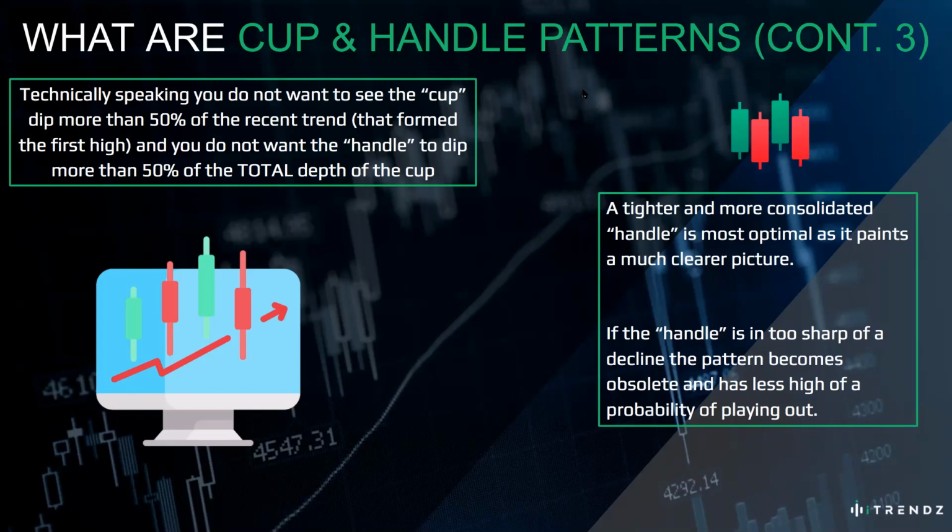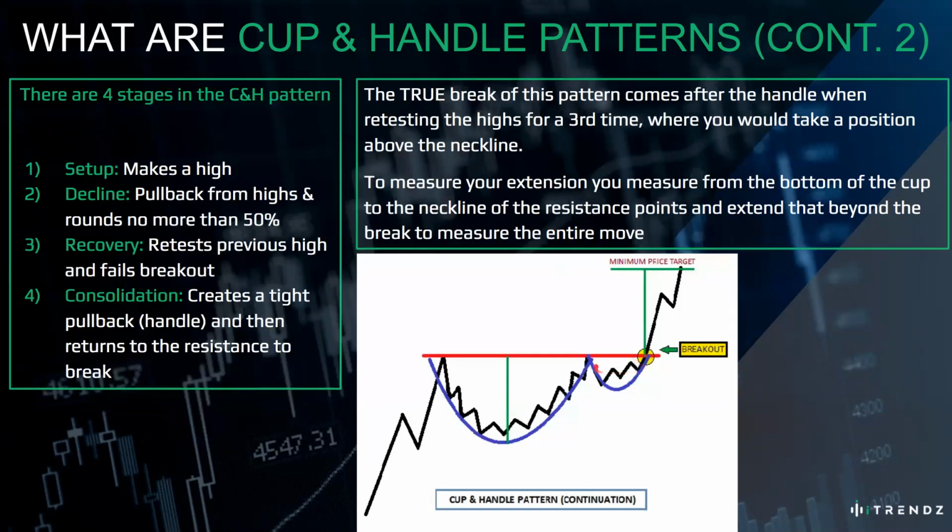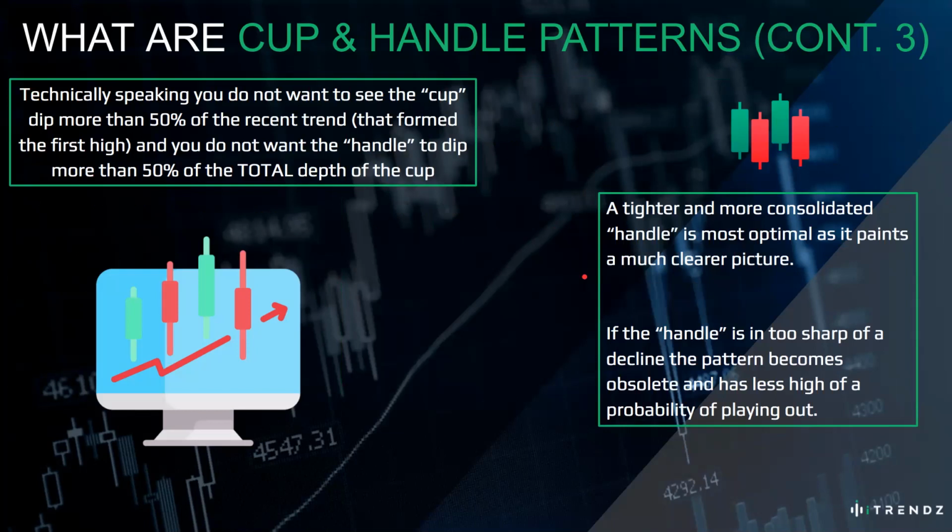Another tip is that you don't want the handle to dip more than 50% of the total cup. So if we go back here, you don't want this handle to dip more than 50% of this cup. So if this was 20 points, you wouldn't want this to be down more than 10 points. That signals a not so good handle, and therefore the probability of your risk to reward as the pattern is playing out becomes less and less and less. A tighter and more consolidated handle is more optimal, right? That's most optimal as much as it paints that clearer picture.